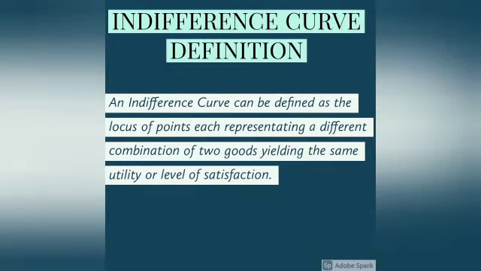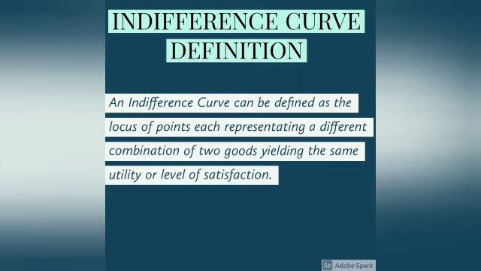Students, let's concentrate on the definition of indifference curve. An indifference curve can be defined as the locus of points, each representing a different combination of two goods yielding the same utility or level of satisfaction. Here you should concentrate first on one word, that is locus. What is locus? Locus means a group of points passing through a line, called locus.